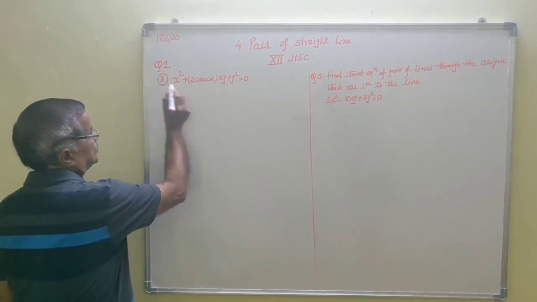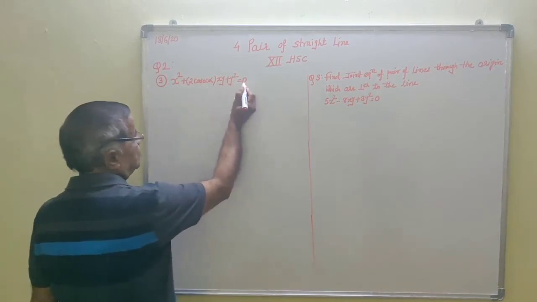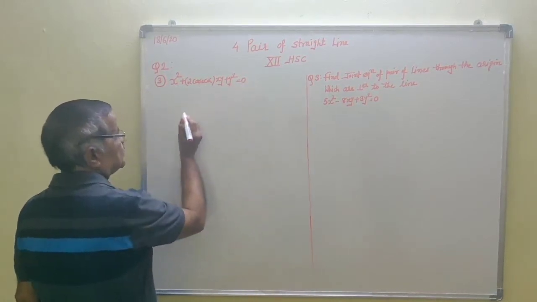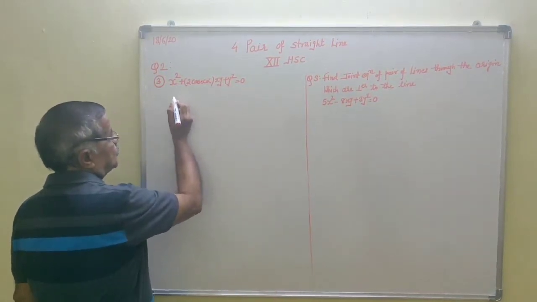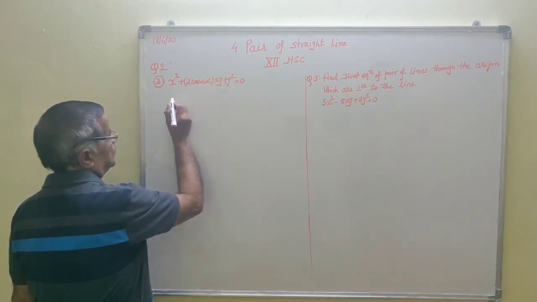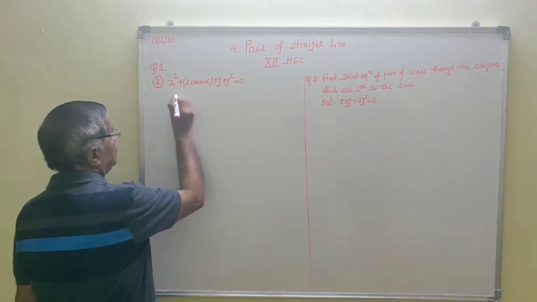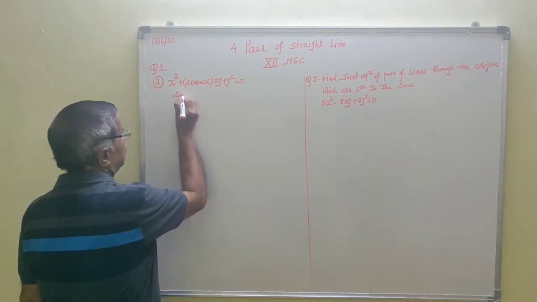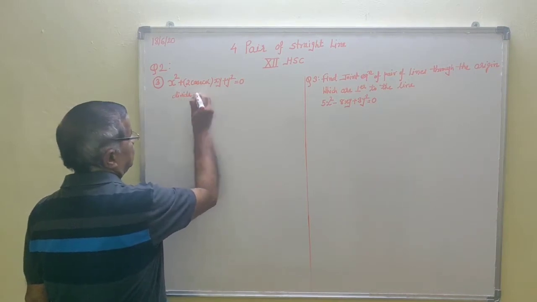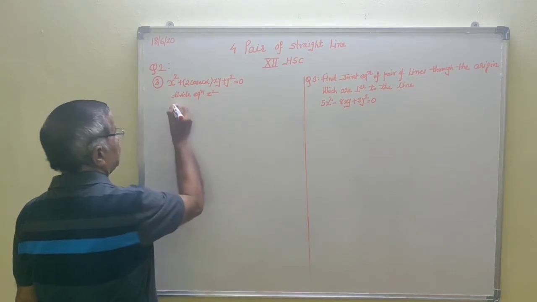Now the third question: x square plus 2 cosec alpha xy plus y square is equal to 0. This is a different type of problem. Two problems are given in which a trigonometric function is given. For this problem, divide the whole equation by x square.